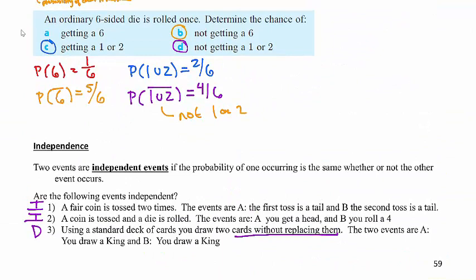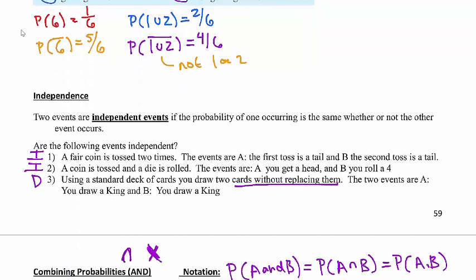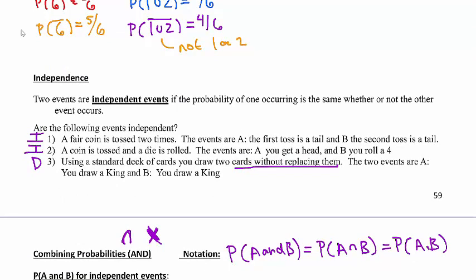Two events are independent if the probability of one occurring is the same whether or not the other event occurs. Are the following events independent? A fair coin is tossed 2 times. The events are the first coin toss is a tail and the second toss is a tail. Does knowing you got a tail the first time change your probability for the second time? No, so it's independent. A coin is tossed and a die is rolled. What you get on the coin does not affect the die or vice versa.